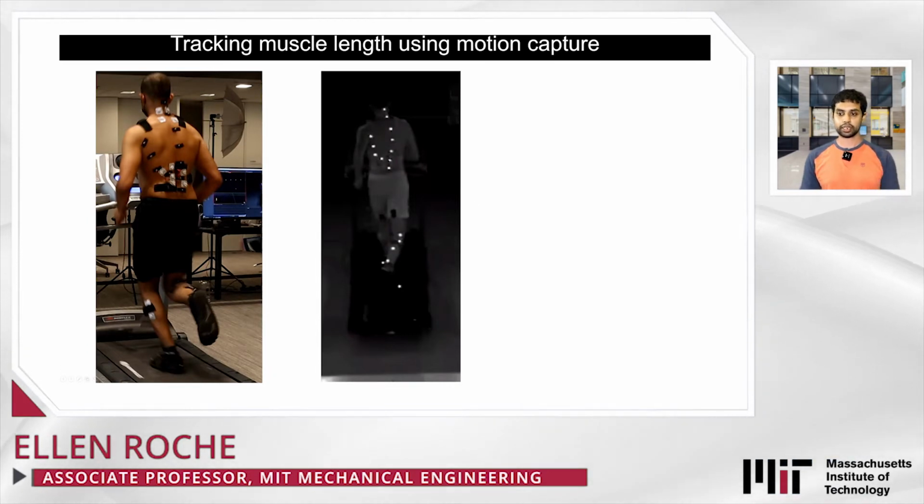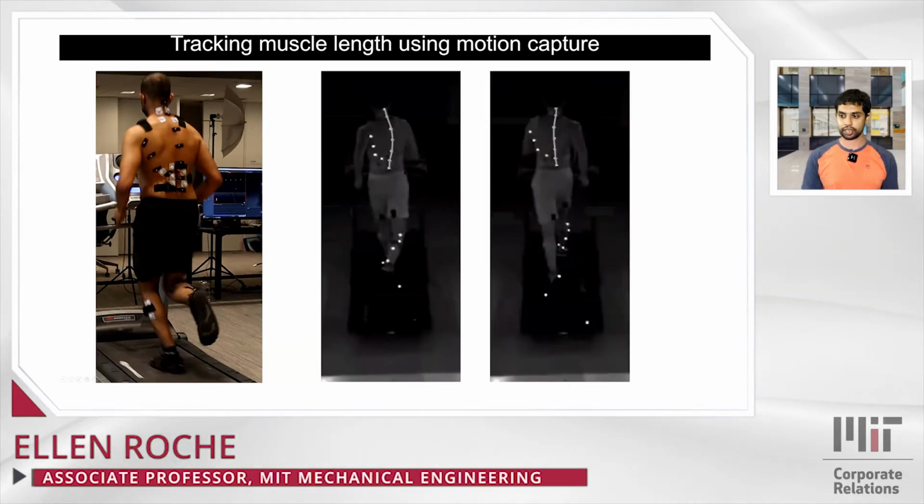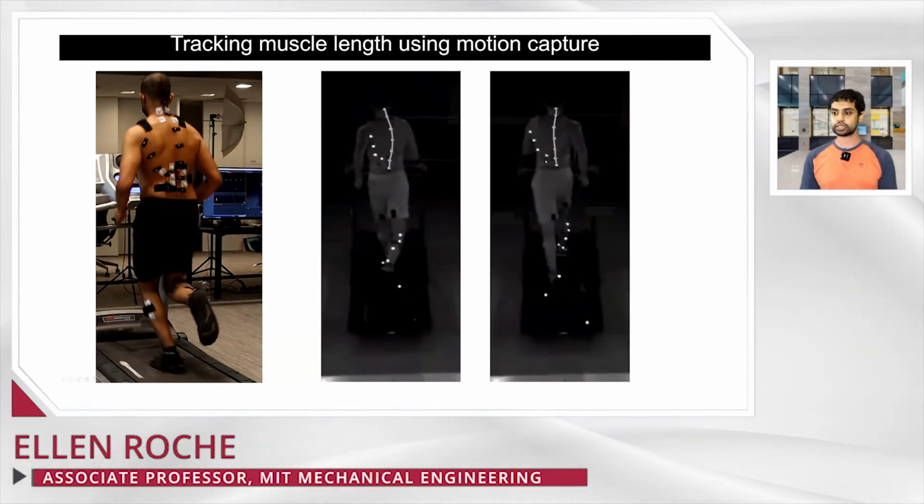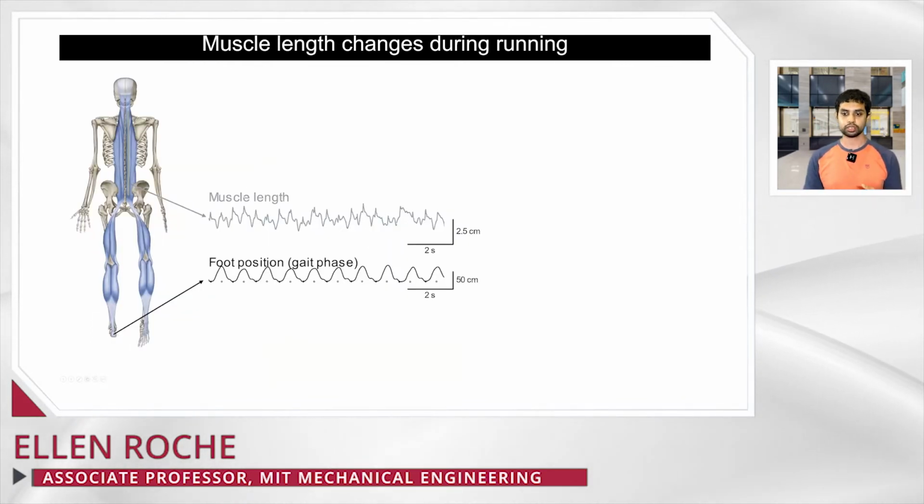And an infrared picture is shown in the middle. And what I'm interested in is not the shape of the muscle itself, but the length of the muscle and how that evolves over time as I run. And here are two examples of how the shape is different, but we have to crunch the numbers to get the length. So here's an example of what the length looks like.